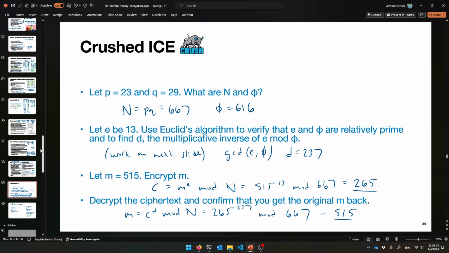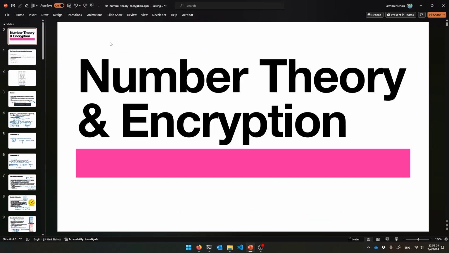So that's really cool, and it powers the internet, and we had to learn a lot to figure it out and understand it. But that is finally the end of our number theory and encryption slides.